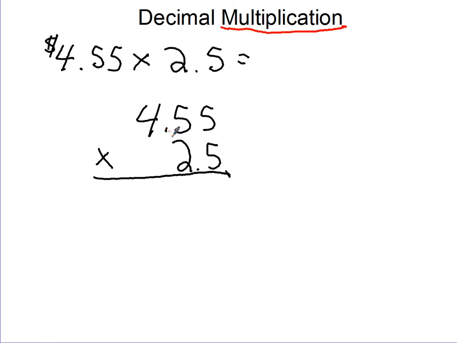We can ignore the decimals until the very end. So let's multiply like we multiplied earlier on. 5 times 5 is 25. Carry the 2. 5 times 5 is 25, plus 2 is 27. Carry the 2. 5 times 4 is 20, plus 2 is 22. Notice I have no decimals yet. Don't need them. Alright, I'm going to get rid of the carried numbers since we don't need those anymore. I need a small eraser. There we go.